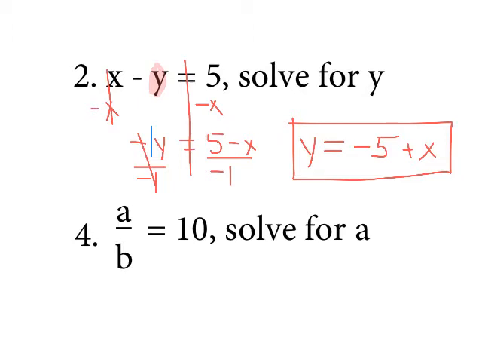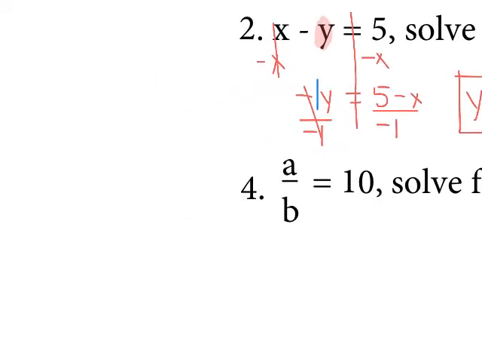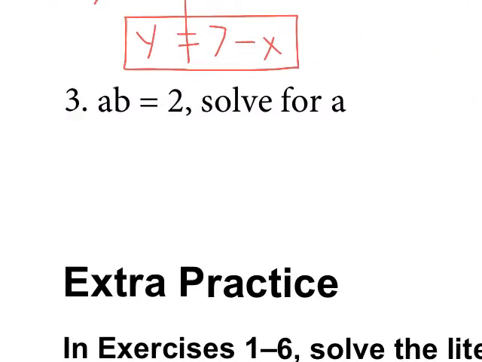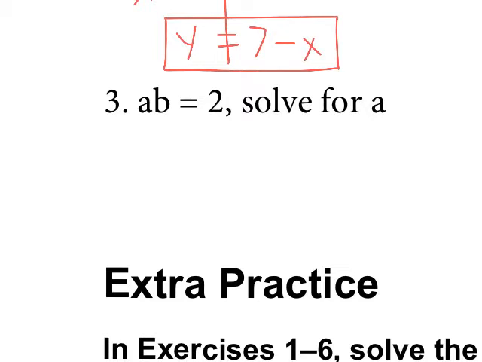Okay, so that was a two-stepper there. Okay, 3 and 4 are pretty quick, so let's do those really quick. I'm trying to solve for a, so I need to get rid of b. AB, is that multiplication, division, addition, subtraction? It's multiplication, right? So I want to get rid of b, so I'm going to divide by b. That's gone. I'm left with a equals 2 over b.